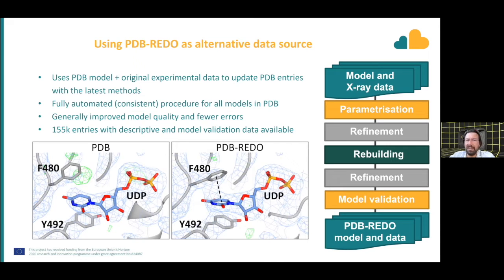So what comes out is a data bank with models that are generally improved in terms of model quality and have fewer errors. And here you see an example below. If you look at the PDB model here on the left, you can see that there's a UDP binding site that looks all right, but is quite a bit off when you look at this phenylalanine in the top left corner. In the PDB-REDO model, you can see that both the UDP and the binding site have slightly changed, but in a way that it explains the biology much better.